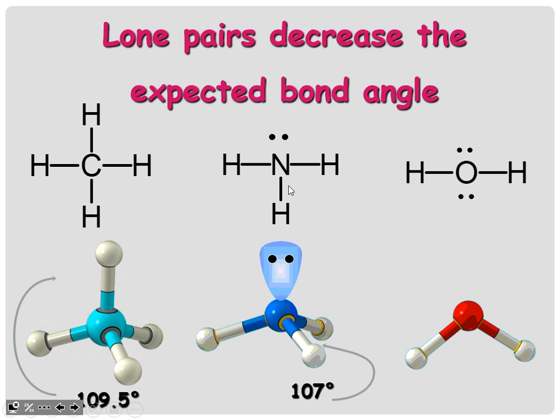And here is oxygen. Notice that oxygen has not 1, but 2 lone pairs of electrons. So that's going to push this bonding pair here and this bonding pair here closer and closer together. And that bond angle comes to be about 104.5 degrees. So the number of lone pairs pushes the shared pairs together.